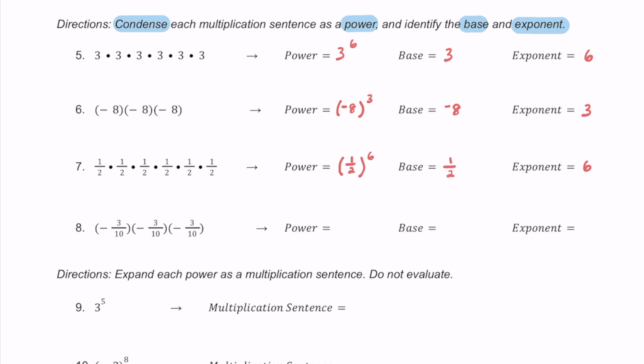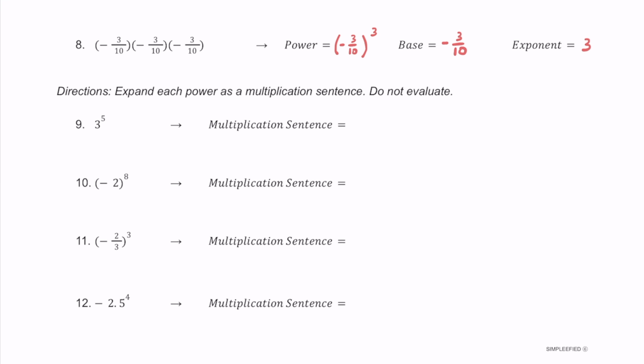For number 8, it looks like we have -3 tenths times -3 tenths times -3 tenths. So this power we would write, let's go ahead and put it in parentheses, give it a hug. So -3 over 10, it's that whole thing, and then there's 3 of these, okay? The base would be -3 tenths, that's the base of the power, and then the exponent here would be 3. All right, moving on to these next set of problems.